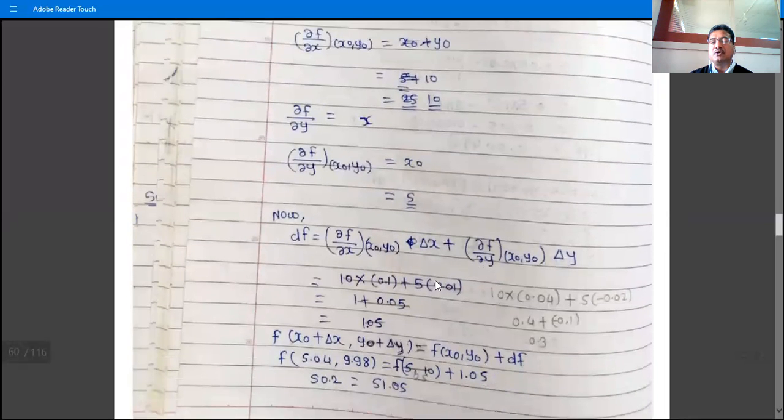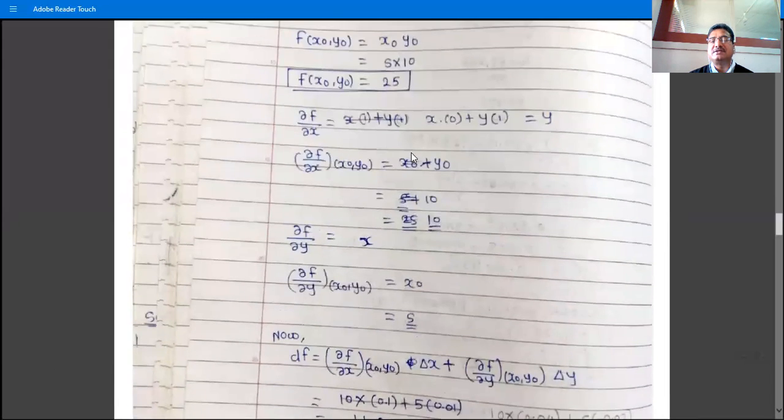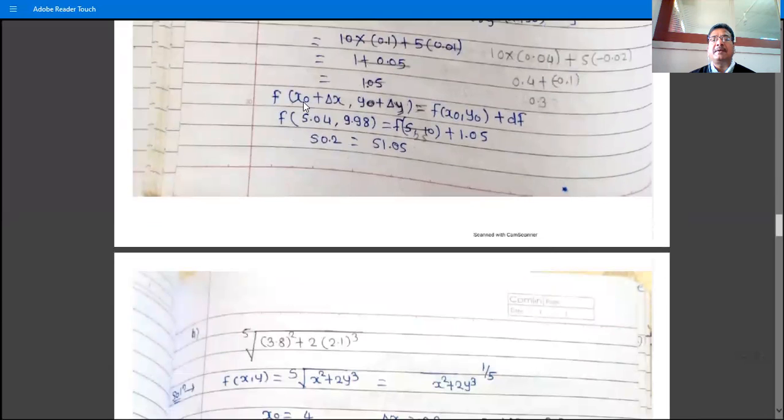Then df is this formula. Substitute the values. The value of ∂f/∂x at x naught, y naught is 10. Delta x is 0.04. Then the value of ∂f/∂y at x naught, y naught is 5. And the value of delta y is minus 0.02. And so their calculation is 0.3. Okay. So then f of x naught plus delta x, y naught plus delta y is equal to f of x naught, y naught plus df.